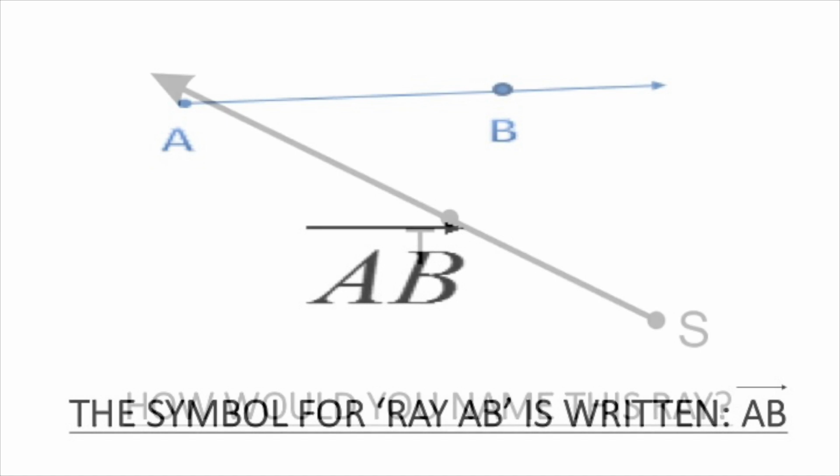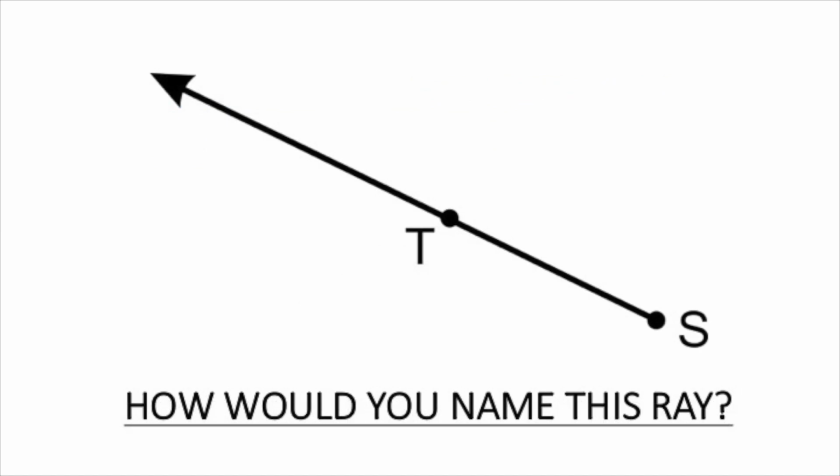Excellent. Well done, guys. So, how would you name this ray? Have a look at the points. What letters can you see? Excellent. Ray TS, or ray ST, but not line TS. Don't confuse it with line segments. Okay? When you see the arrow, always remember it's a ray.